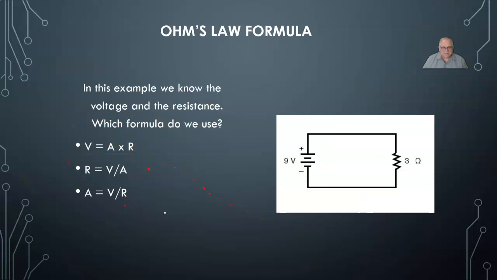So taking a look at this example here, we have a 9-volt battery, we have 3 ohms resistance. So I have 2 of my values. Which one of these formulas am I going to use? And hopefully you said that amperage is equal to voltage divided by resistance. So I'm now going to take 9 volts divided by 3 ohms, and that tells me that on this circuit here, 3 amps are going to flow.